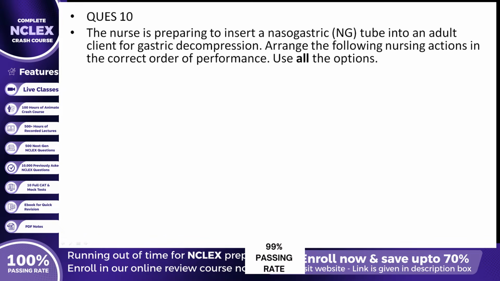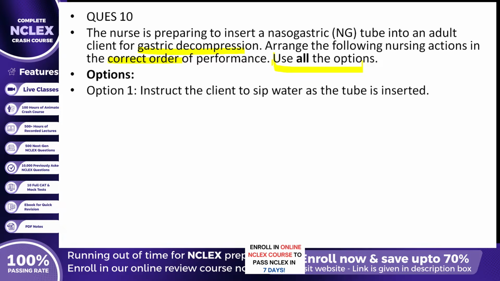The nurse is preparing to insert a nasogastric tube into an adult client for gastric decompression. The question asks you to arrange the following nursing actions in the correct order of performance using all options. Here are the options to consider carefully.